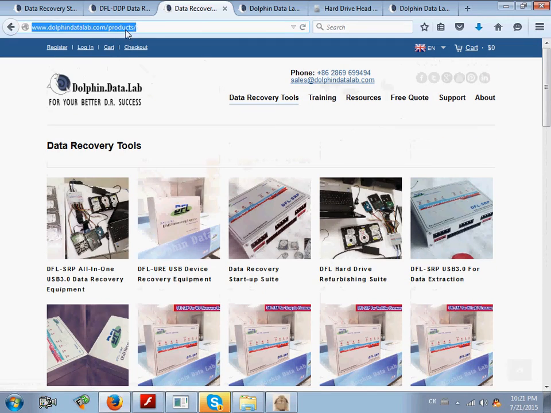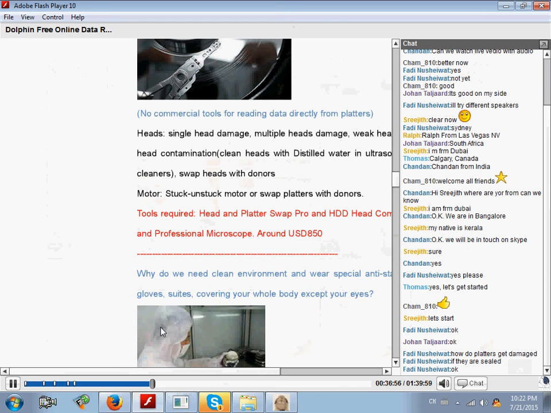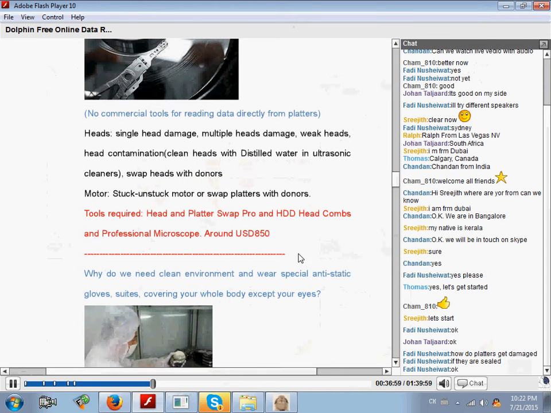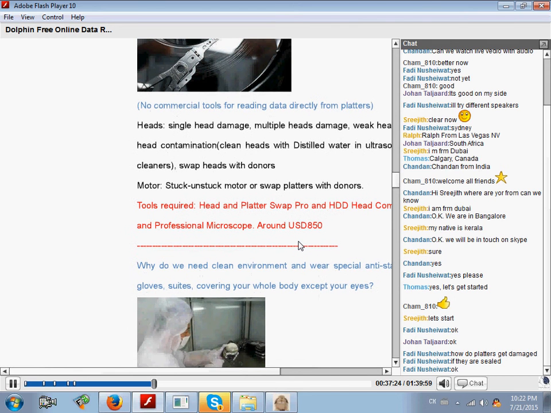Sometimes customers bring drives which have been drowned in floods. At this time, you must clean and dry them before you can put them on your clean bench, open them and operate on them. Otherwise, you can never power it on and operate it, because you will destroy it. So clean your heads with distilled water in ultrasonic cleaners. This is very important.